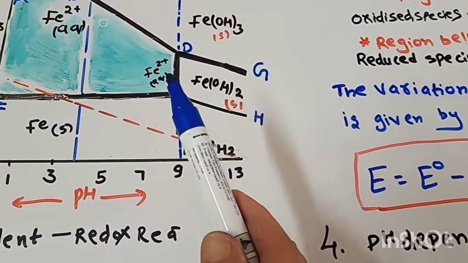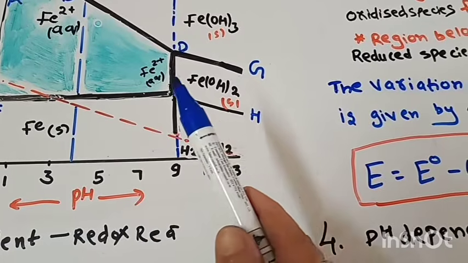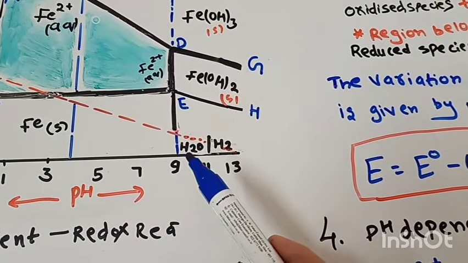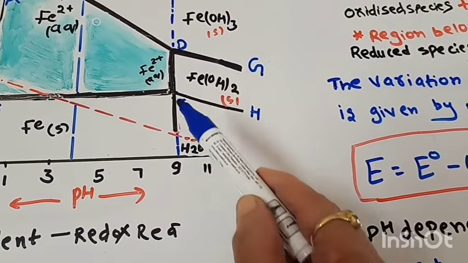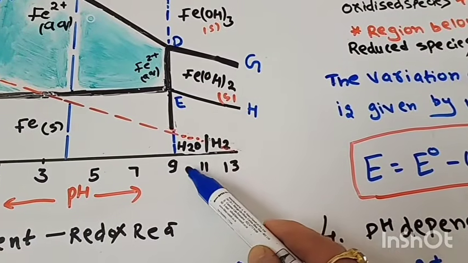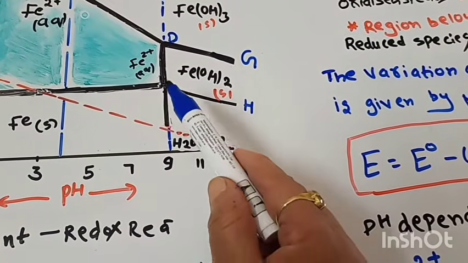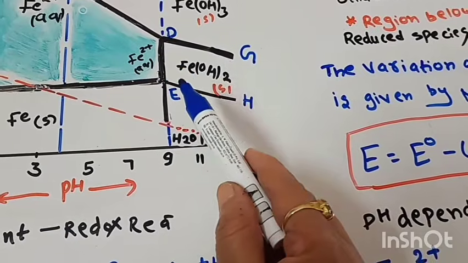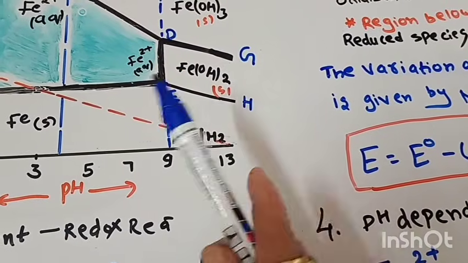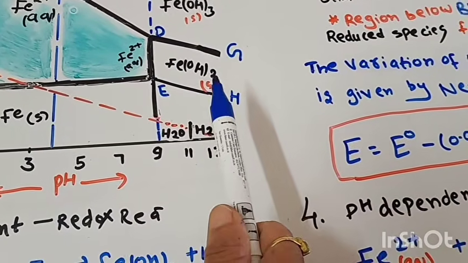If we look at one side of this D line, this is exactly the D line at pH 9. So this line divides the area of Fe2+ ions and our ferrous hydroxide, and we can say that the reactant is converting to the product here.